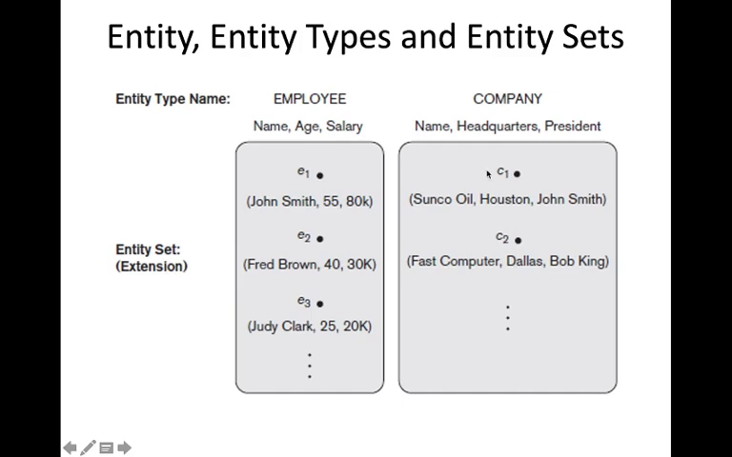So this is another example. Company. So we have different companies. C1 is an entity. Then C2 is another one. So these are known as entity sets. If we have the data inside that, we call it an entity set, and this is known as entity type. So this E1 is an entity. John Smith is an entity. Fred Brown is an entity. Jude Clerk is an entity. All together is known as entity set. And the common name that is given to this is known as entity type.